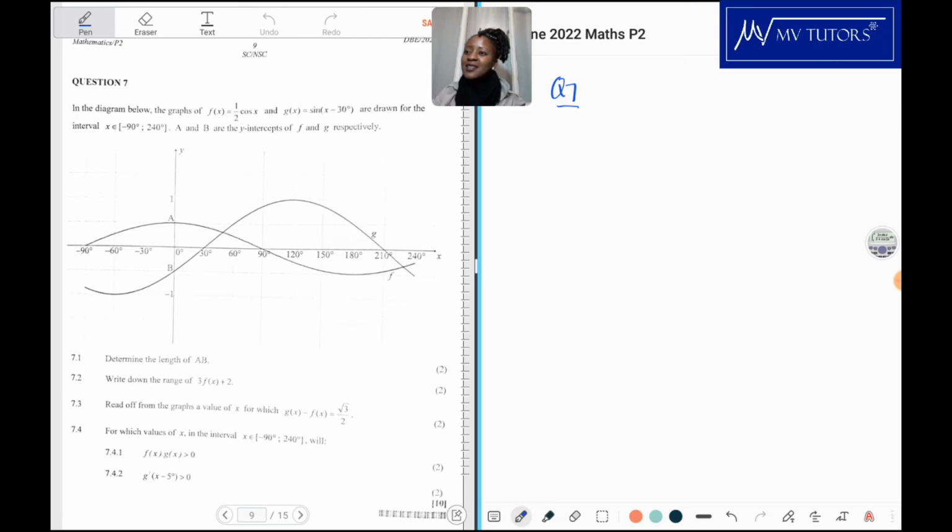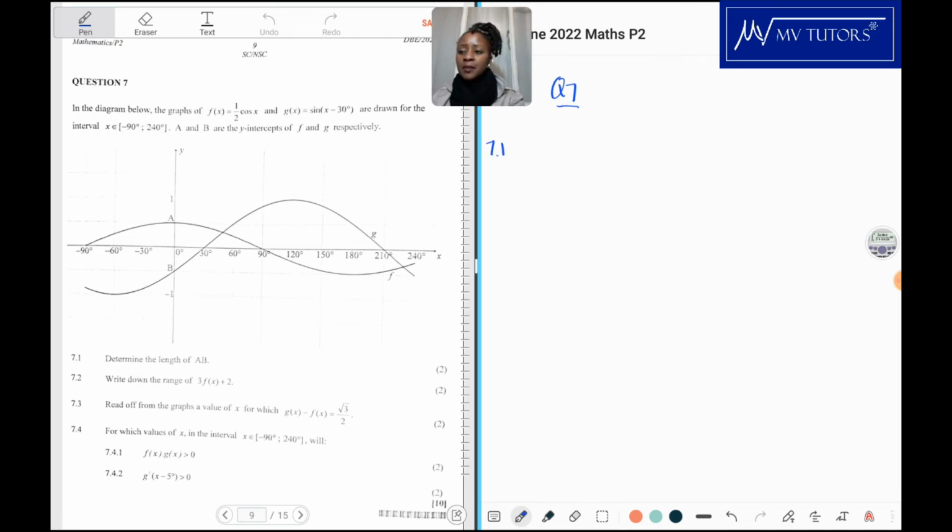Okay, so we have the graph of f of x, which is half cos x, meaning your amplitude has been halved. And then we have g of x, where the sine graph has been shifted 30 degrees to the right. So if it's negative 30, it has been shifted to the right. If it's positive 30, it's shifted to the left. They are drawn in the interval, the domain from negative 90 to 240. And then A and B are the y-intercepts of f and g respectively. Okay, that's good to know.